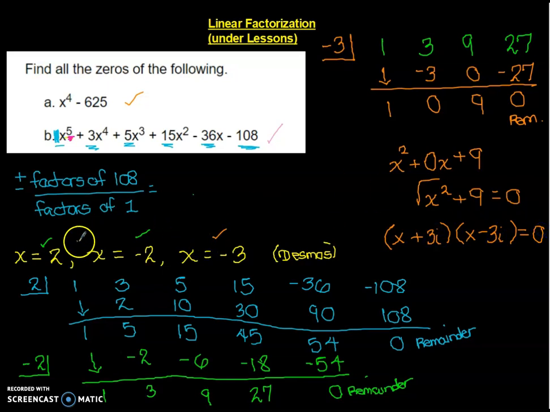So remember, we had 3 zeros. We need a total of 5. There's my other 2. I'm going to set each one of these parentheses equal to 0, and I'll get x equals negative 3i and x equals 3i. So I have my 5 zeros. 1, 2, 3, 4, 5.